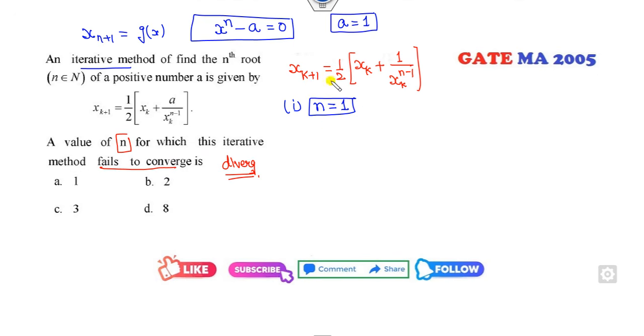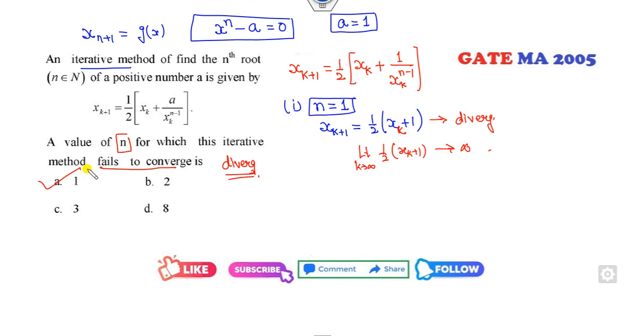If n is equal to 1, what is my iteration scheme? x_{n+1} is half of x_n minus 1, this number. So what is the meaning of that? This is a divergent sequence. By the nth term test, it is divergent because it goes to infinity. If you take the limit as k approaches infinity of x_{k+1}, definitely it goes to infinity, so that's divergent. First is the right answer.